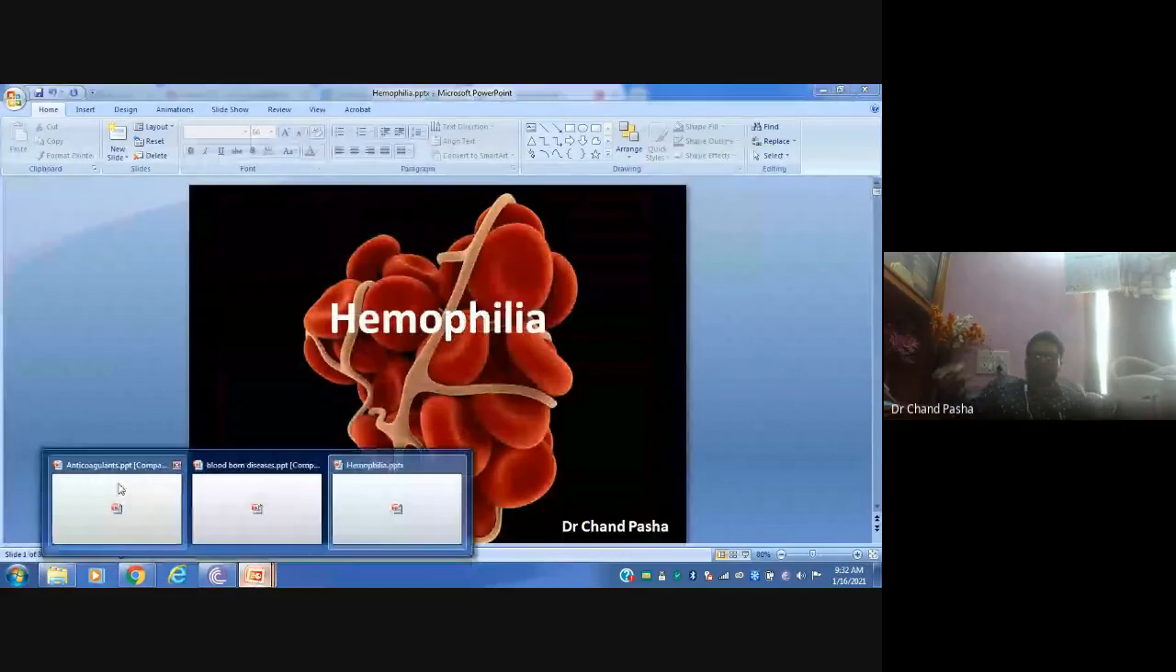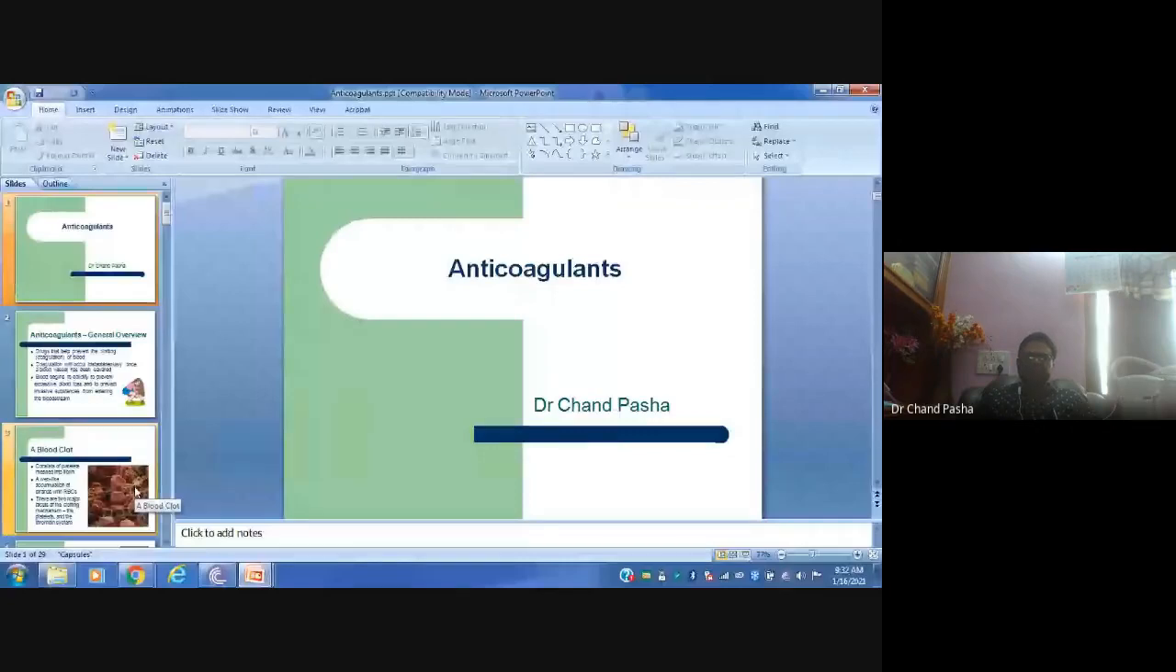Next will come a short topic for you, anticoagulants. Anticoagulants, as the term indicates, are the factors or components which prevent the coagulation process. Actually, blood coagulation we discussed in detail. The cascades and factors in blood clotting we have discussed in detail. So we need to discuss anticoagulants also, for systemic therapy.